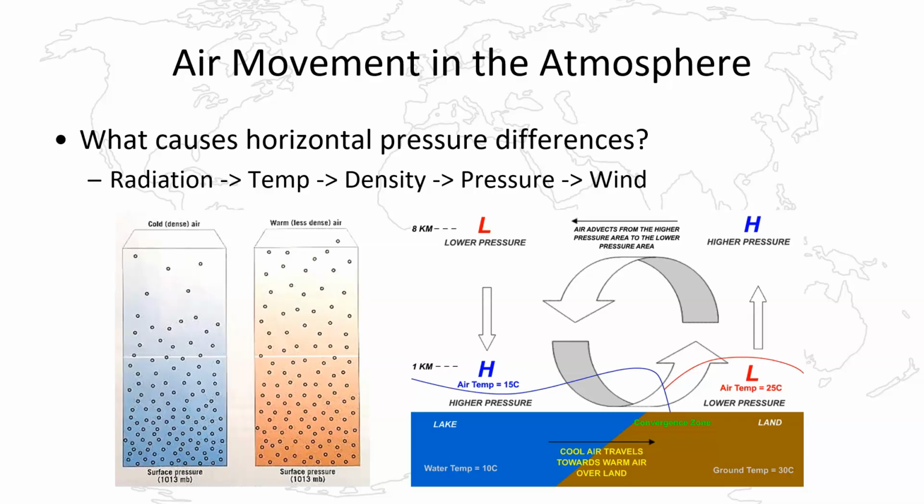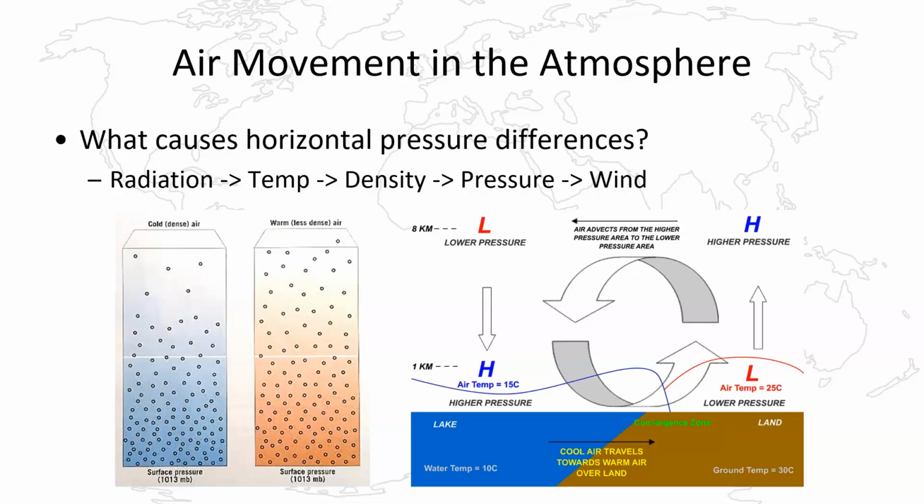To understand how temperature can create horizontal pressure differences, we're going to use something called the causal continuum. How this works is we think about how radiation differences are going to lead to temperature differences, and temperature differences will lead to density differences. These density differences will then lead to pressure differences, and we know if we have a difference in pressure, from high to low, we're going to have wind.